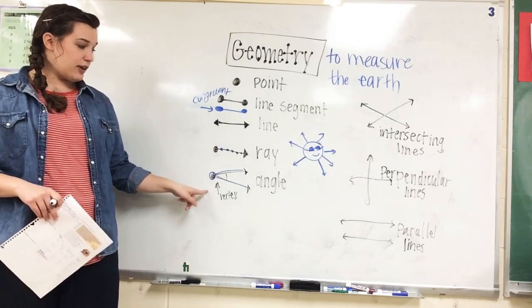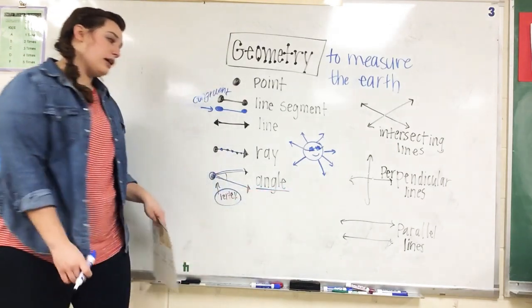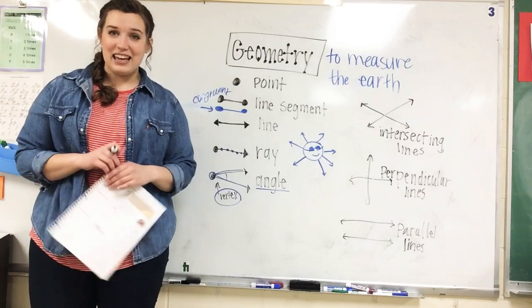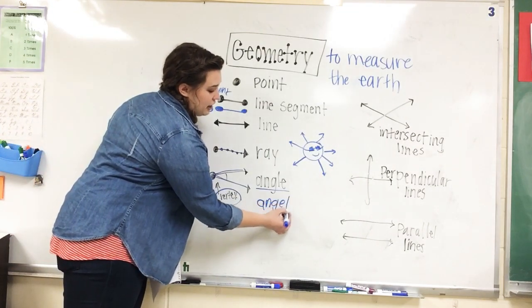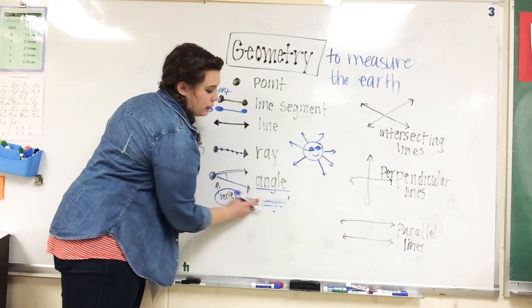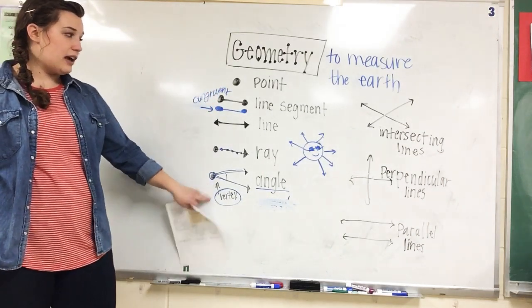The vertex is very important. You need to know the vertex. And you need to know that an angle is spelled A-N-G-L-E, not this word right here, A-N-G-E-L, that's angel. We don't want angel, we want angle, okay? So a vertex has to do with an angle.